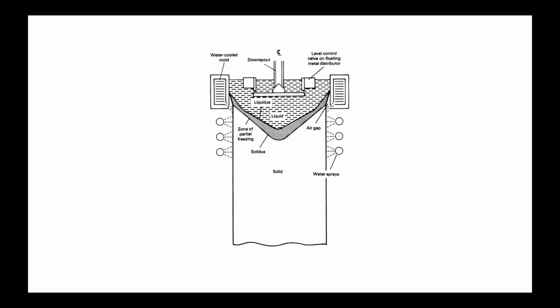Let's go back for this illustration. This particular illustration shows that there's a zone of partial freezing. And each alloy has a different zone of partial freezing. Some of them take longer to freeze or have a larger zone of partial freezing. Therefore, certain alloys cannot or have trouble being cast in a vertical fashion.